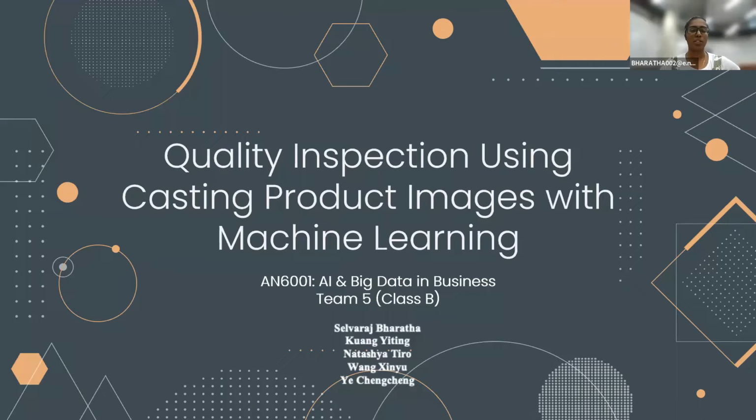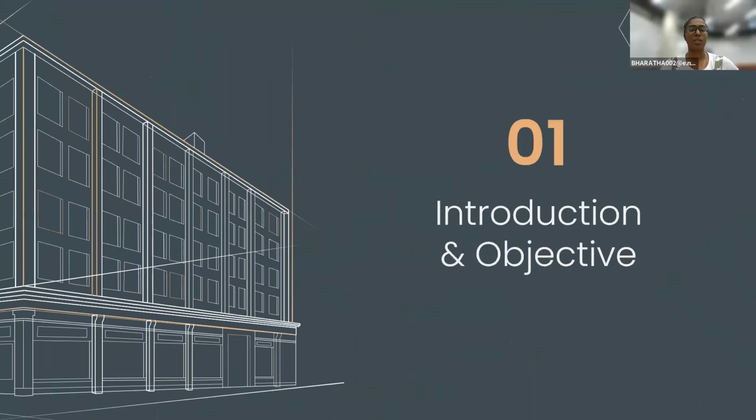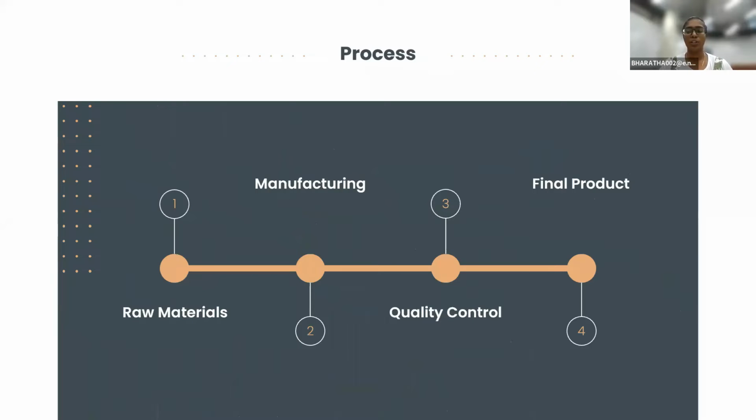Welcome to our presentation on quality inspection using casting product images with machine learning. Firstly, some background. Manufacturing is the basic process to obtain a product from raw materials.